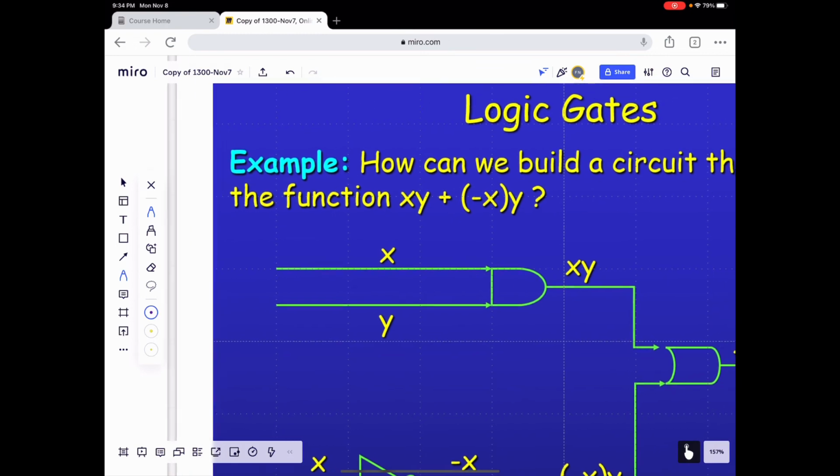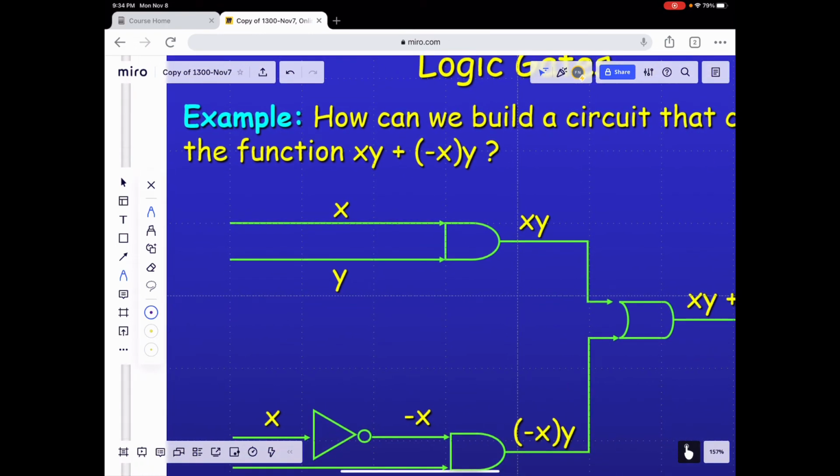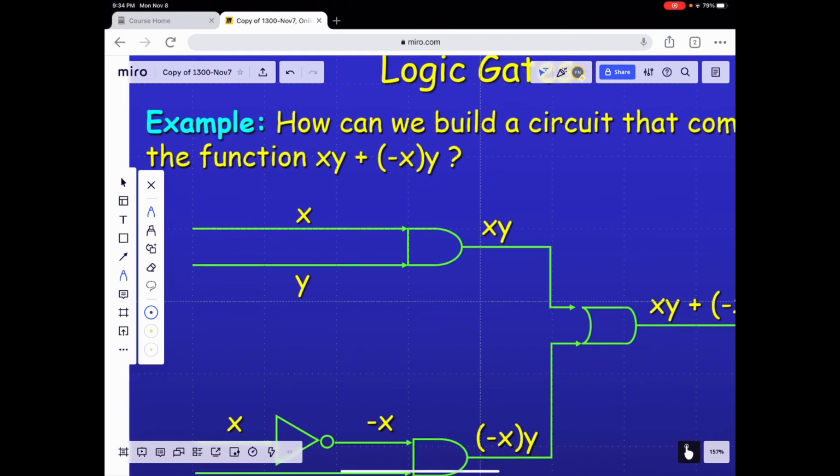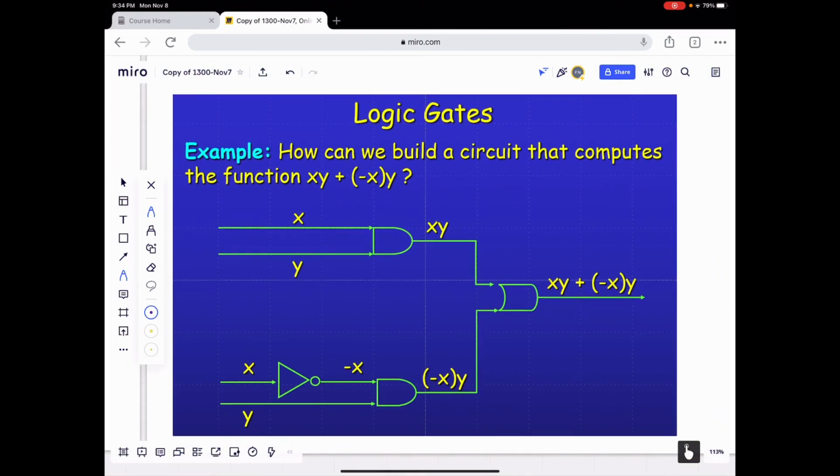All right, moving on, we have an example where we deal with logic gates. I'm going to zoom in. Suppose you want to build a circuit that computes the function x times y plus not x times y. Times means AND gate, so I put an AND gate over here, using a different color. Now I add together, so this is the OR gate.